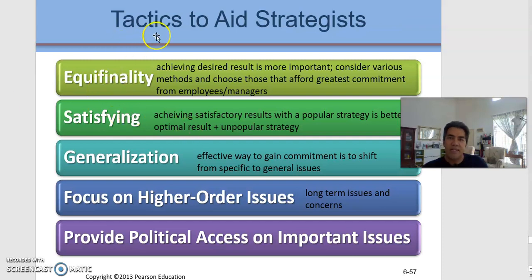And these are some of the tactics to aid the strategies. Equifinality, we just focus on getting the desired result as more important. So we consider various methods and choose those that afford greatest commitment from employees and managers. Satisficing, we just pick the most popular strategy. And then generalization, we tend to shift from single, specific issues to general issues, and then focus on higher order issues, we tend to focus on long-term issues and concerns. So those are some of the tactics.